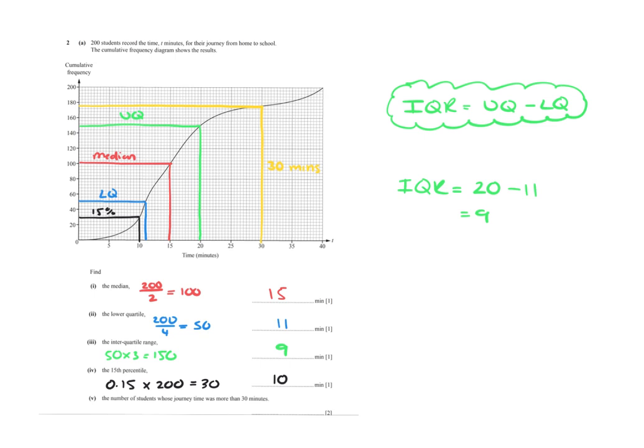So I want a more than situation. So I need to find the number of students between 178 and the maximum of 200. So I can do 200 minus the 178, and this is going to give me 22 students taking more than 30 minutes.